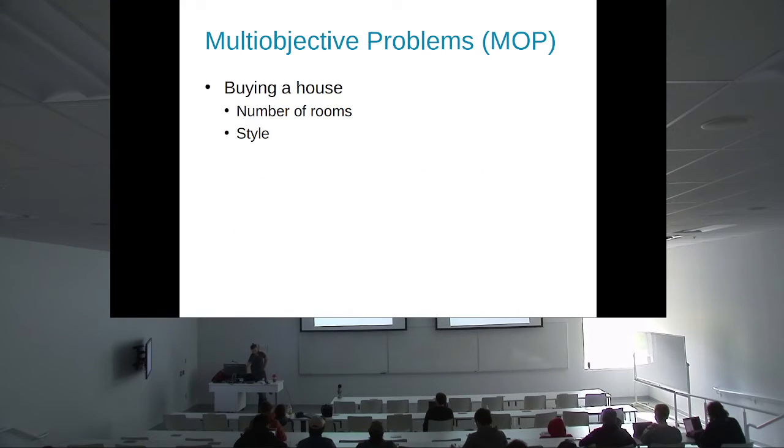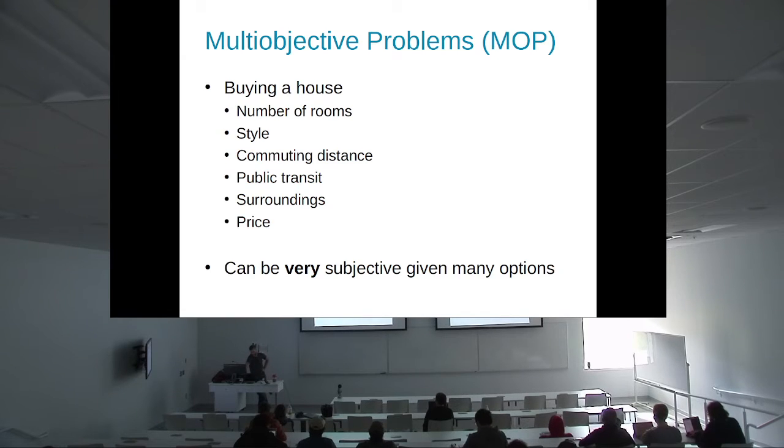So buying a house: number of rooms, style, commuting distance, public transit, surroundings, price. These are very subjective. Who here currently rents a place in town? Who here had any of these things on their list of things to consider? None of those things? This past year is an example. This past year, if you found a place to live, you're winning. I get it. But let's pretend it's any other year. Would you consider the number of rooms there are? Would you consider the style? Well, maybe not so much right now.